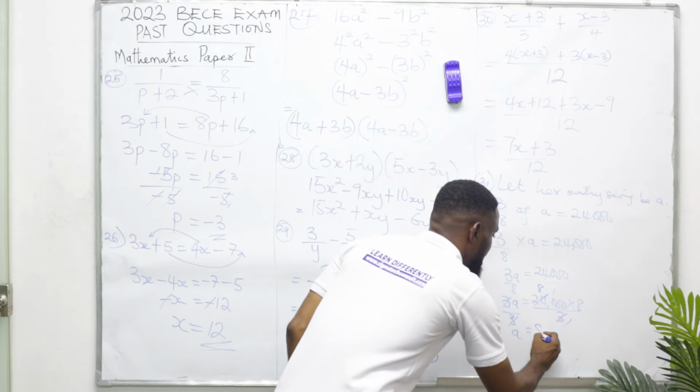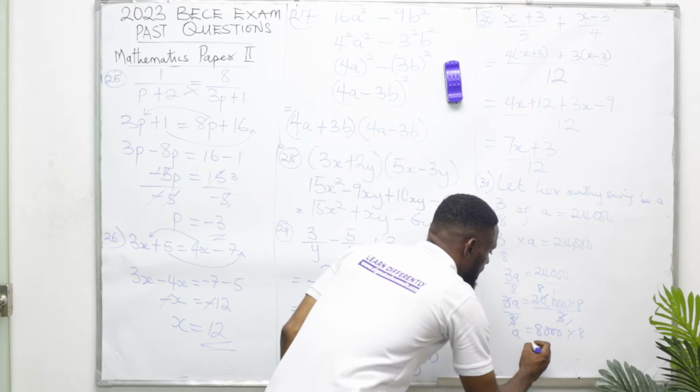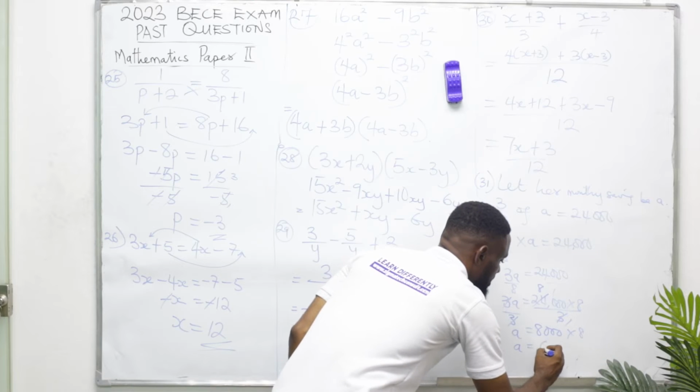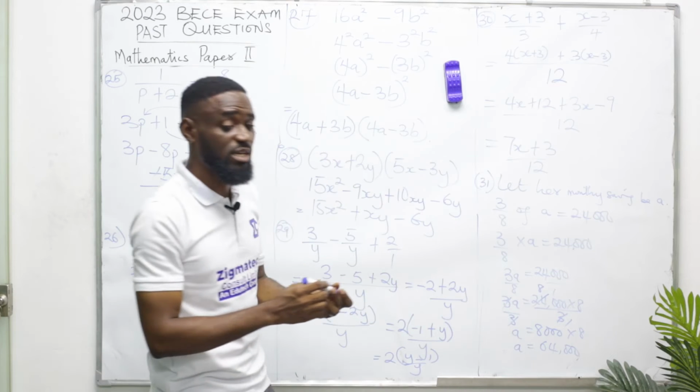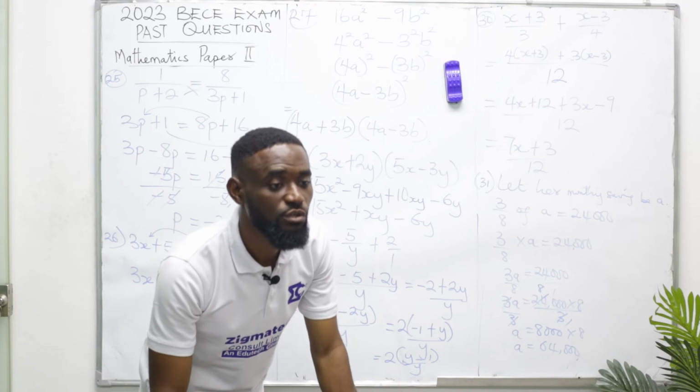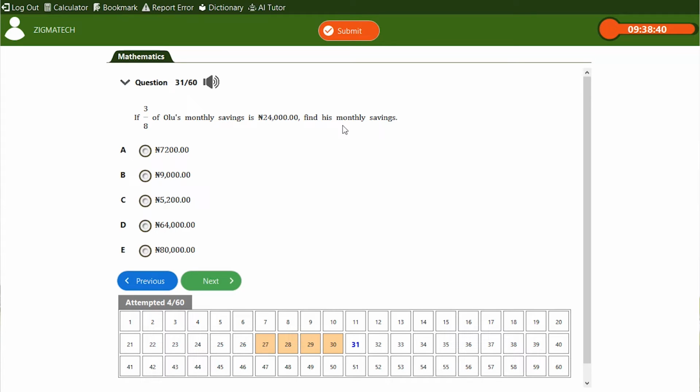So this means 8,000 times 8. A will give us 64,000, since 8 times 8 is 64. So it means Olu's monthly saving is 64,000. If the monthly saving is this, what is the monthly?